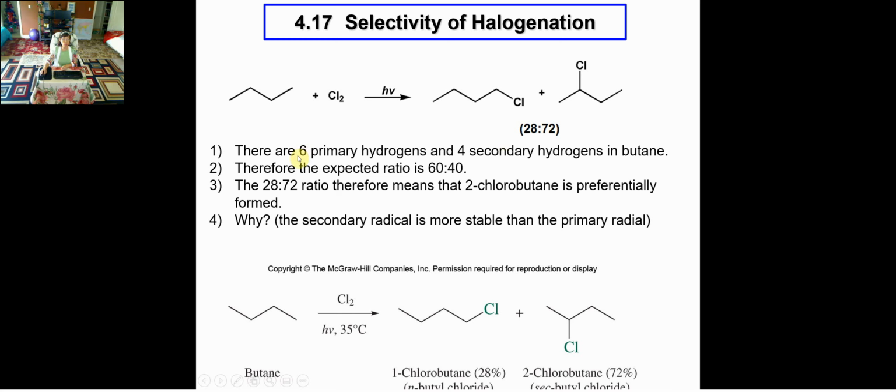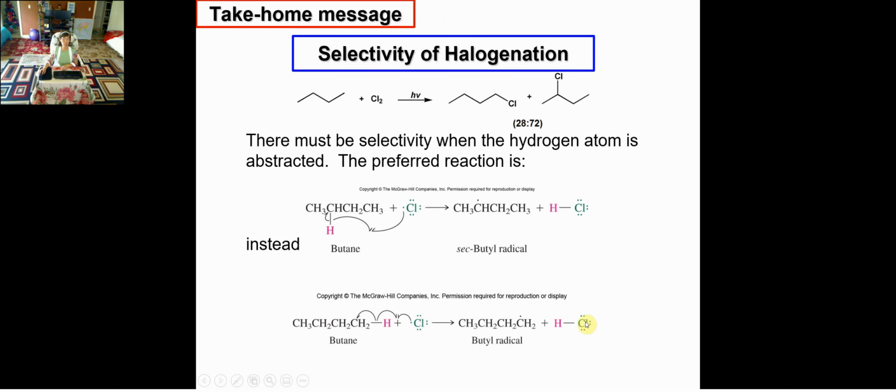But let's go back to double check. You have 6 primary hydrogens, 4 secondary. Theoretically, you should see this primary replacement should be 60%. Secondary replacement should be 40%. However, we do see 28, 72. What's the reason? The reason, again, is that the secondary radical is more stable. Secondary radical is more stable than the primary radical. So that's why your secondary product, 2-chlorobutane, has higher percentage, higher production yield.